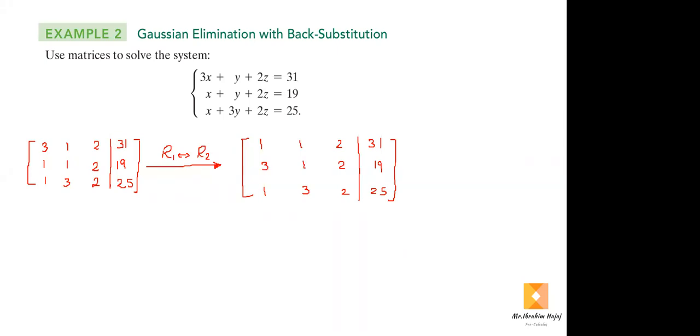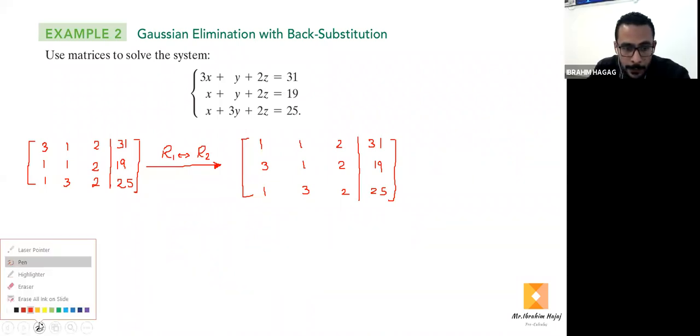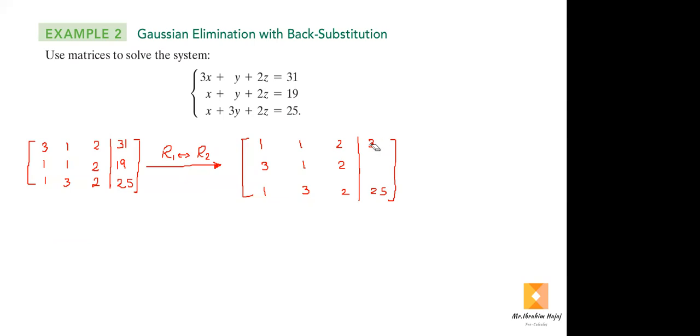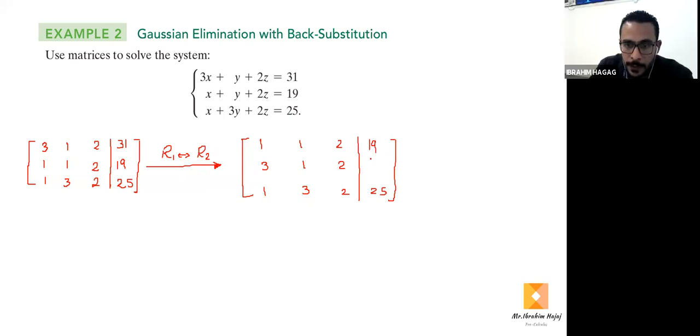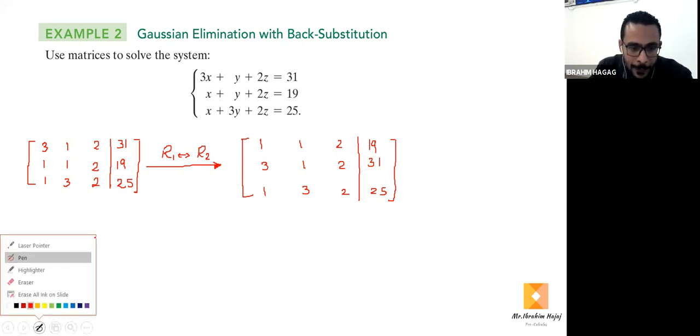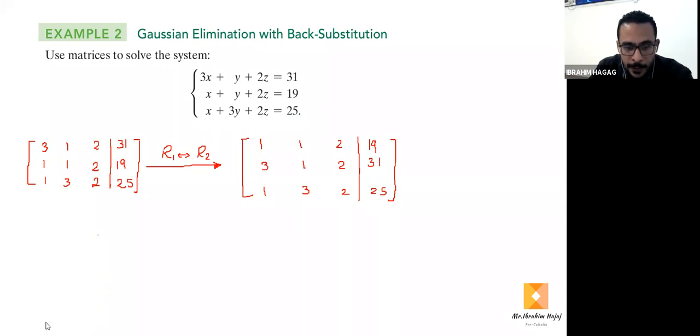Shouldn't we also change 19 and 31? Flip them? No, you kept 31 and 19. No, we have to change them, of course. This is a mistake. So it's here 19 and here 31. If you make this mistake, you will solve for 30 minutes and at the end your answer is not correct. So you have to concentrate from the beginning, guys, so that no mistakes are made while interchanging any rows or multiplying and adding like this.